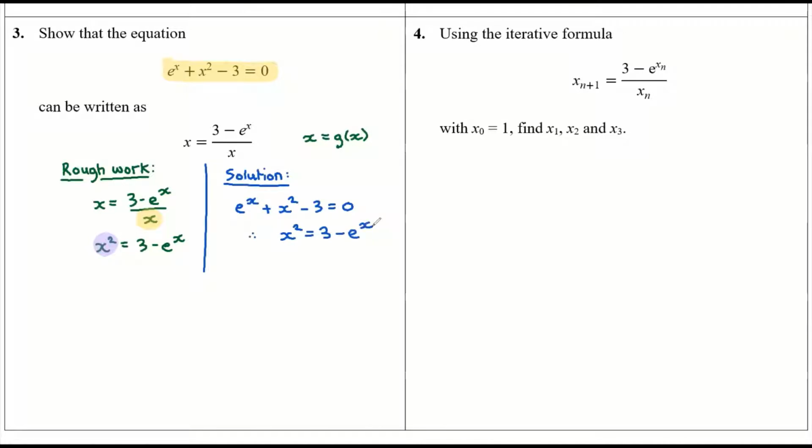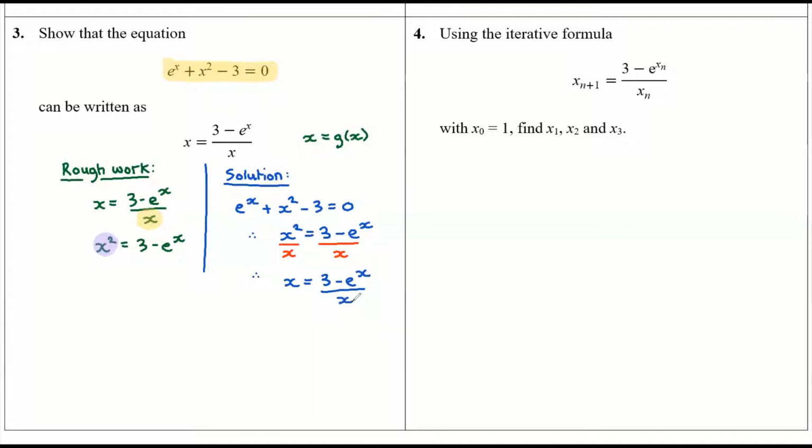That will clear the e to the x and the negative 3 on the left. And now to get the formula, I have to divide by x. So if I take all this, divide by x on both sides, and then we get our final step. So therefore we have x is equal to 3 subtract e to the x all over x.